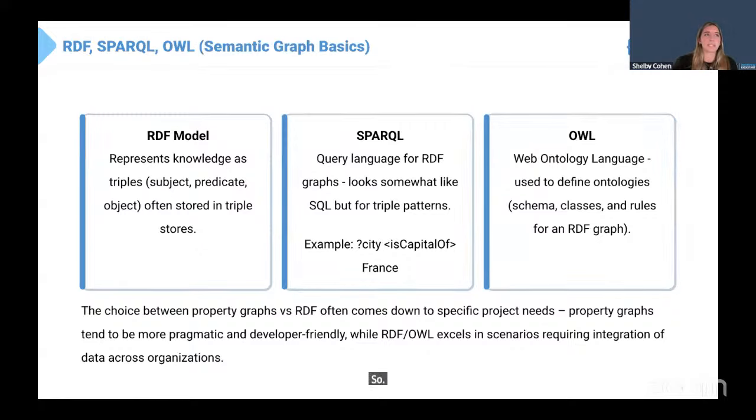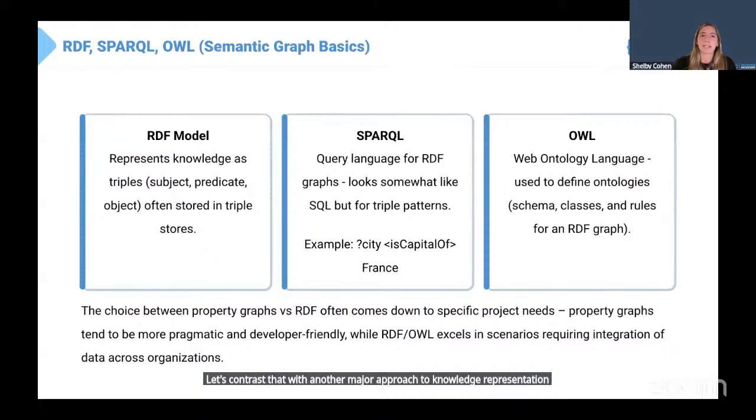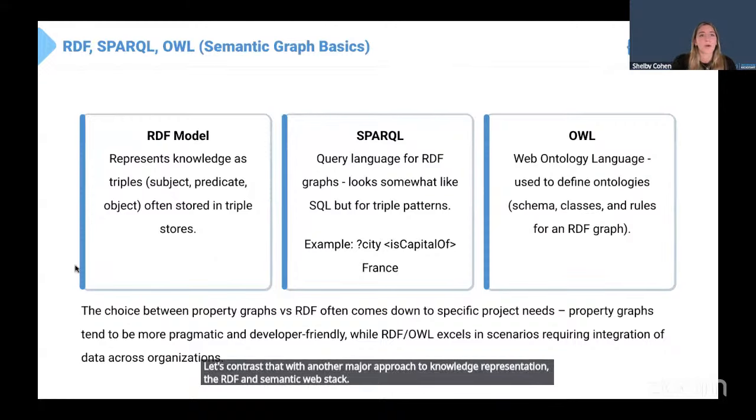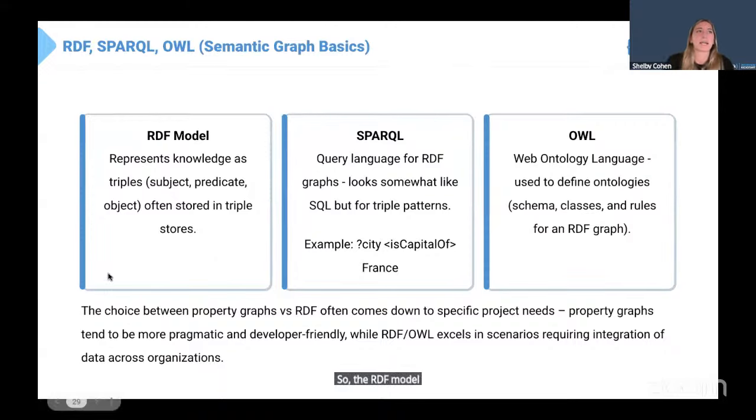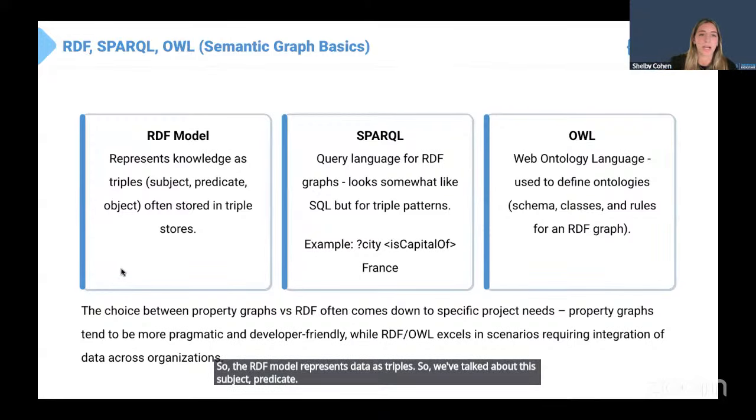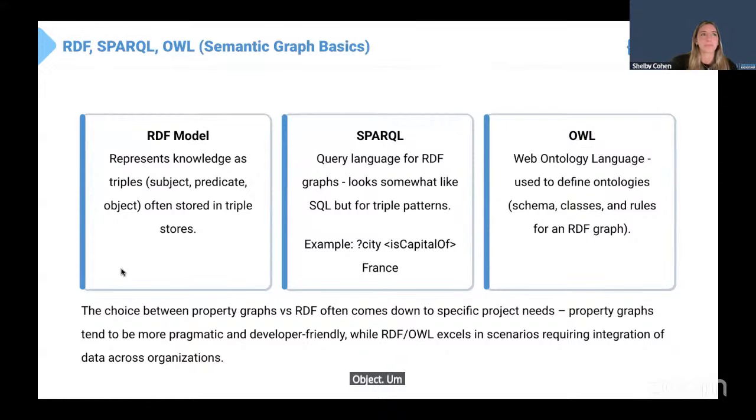So now that we've seen how Neo4j's property graph and Cypher work, let's contrast that with another major approach to knowledge representation, the RDF and semantic web stack. The RDF model represents data as triples. We've talked about this: subject, predicate, object. We have an example of city is capital of France.